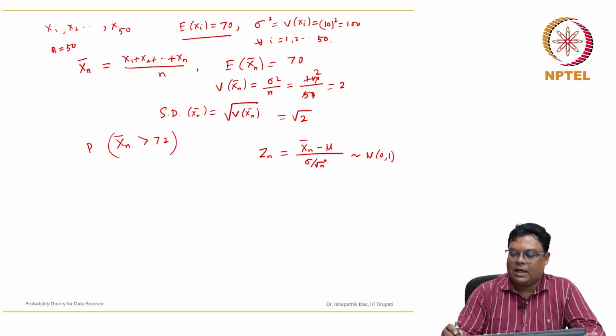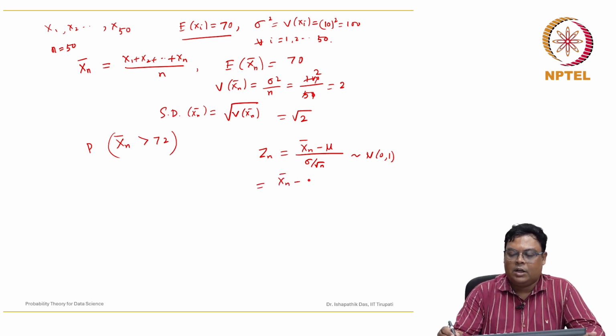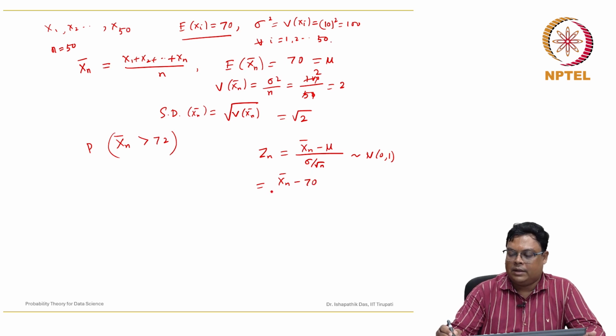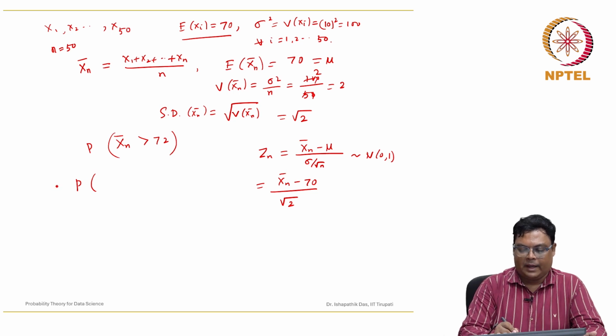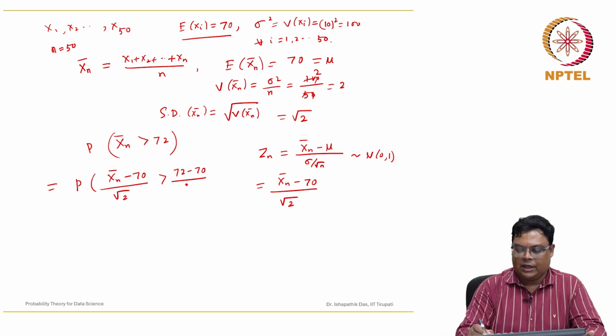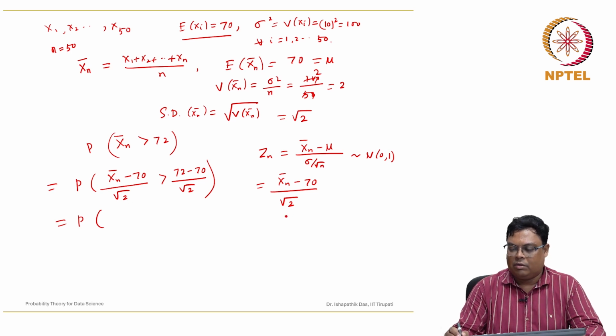So now let us consider X̄n minus mu. Mu is 70, and sigma by root n is the standard deviation of X̄n, which is nothing but root 2. So we can replace that here. Then the probability that X̄n is greater than 72 is the same as the probability that X̄n minus 70 by root 2 is greater than the corresponding value. If you do the same operation on both sides, the inequality does not change, so the probability will be the same.